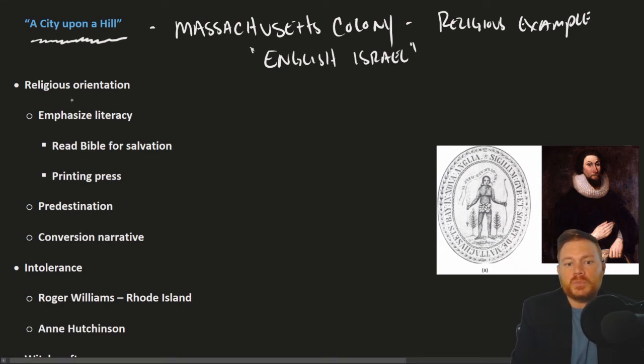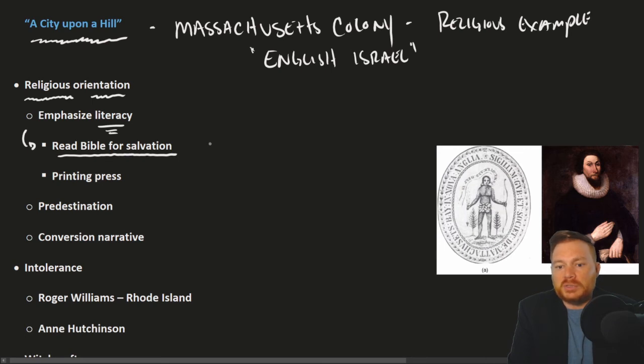In New England, because of the religious orientation, there's a much stronger emphasis on literacy. In fact, literacy rates in New England are some of the highest in the world. And that's related to this emphasis on being able to read the Bible for salvation. This was something that most Protestants believed, right? Protestants believe in individual salvation.